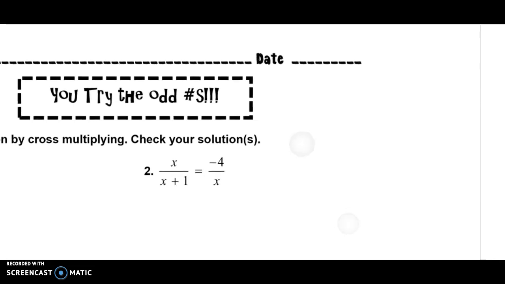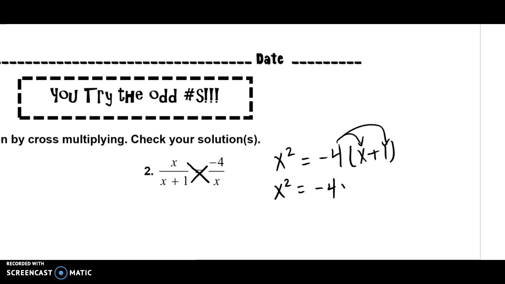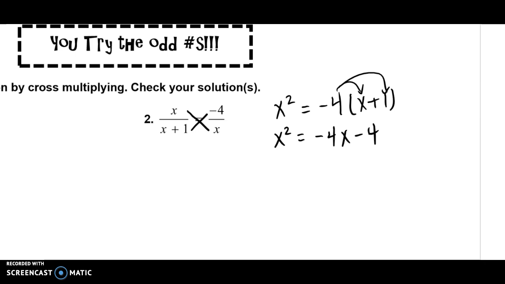Cross multiplying means you multiply x times x. So we get x squared equals x plus negative 4 times x plus 1. Distribute. X squared is negative 4x minus 4. Let's move everything to one side of the equation. So x squared plus 4x plus 4 equals 0. We're going to have to factor that.